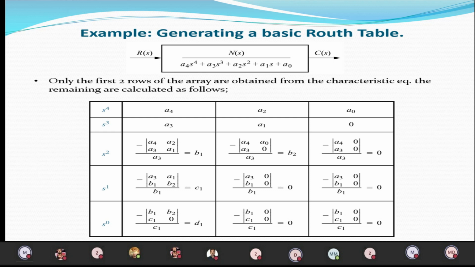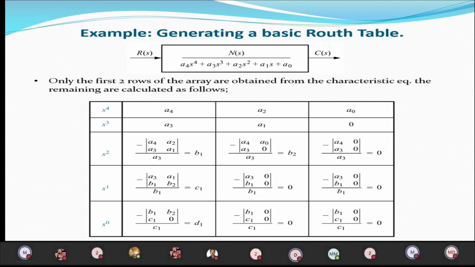Now you can see we have constructed the root array. You can see s power 4, s power 3, s power 2, s power 1, s power 0. For example, I have taken a characteristic equation of order s power 4. For s power 4, the coefficient is a4. The next immediately decreasing even power is s power 2, whose coefficient is a2, and s power 0 is nothing but your constant, a naught. You have filled the first row.